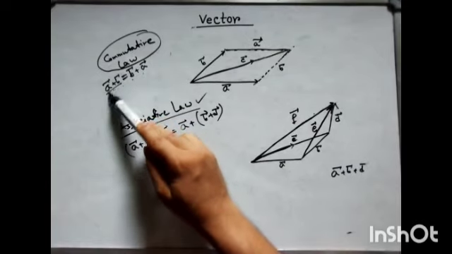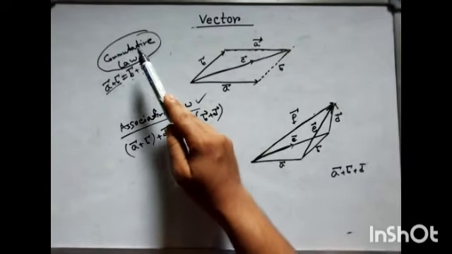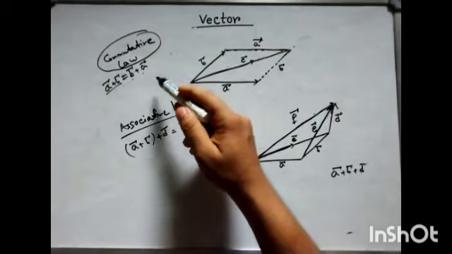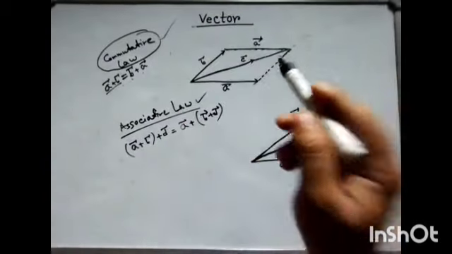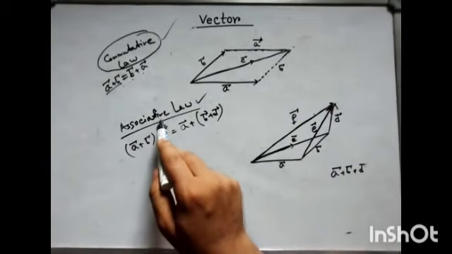So in which order you are adding these two does not matter. So that is commutative law. So vector addition follows commutative law. Vector addition also follows associative law.